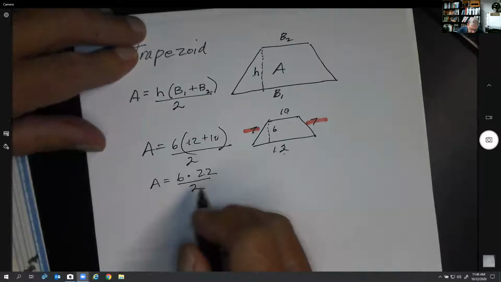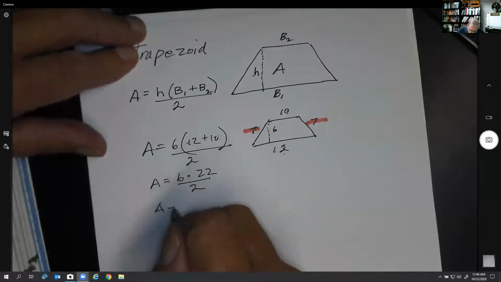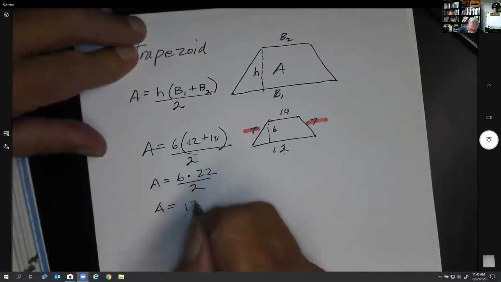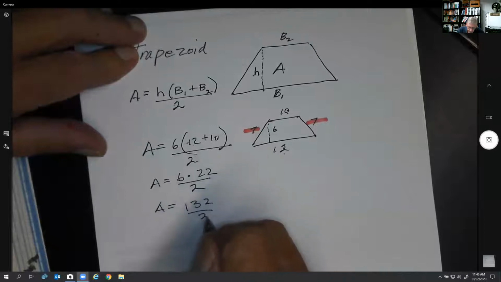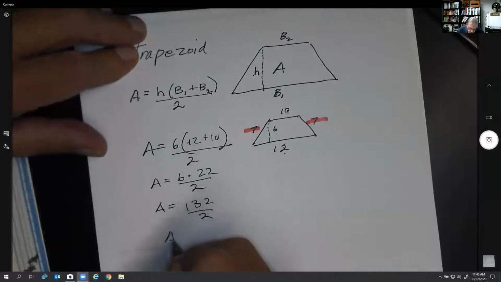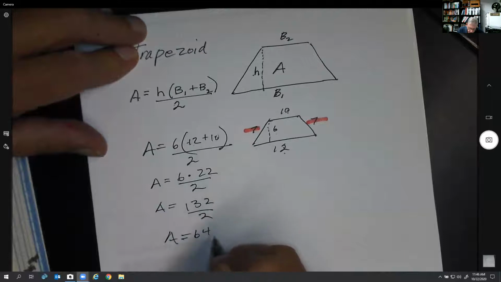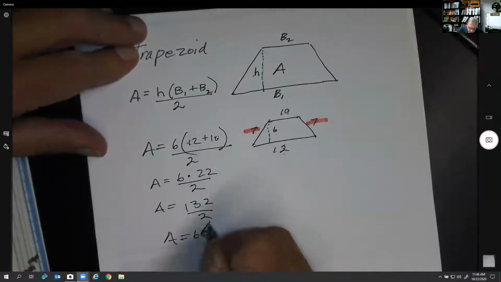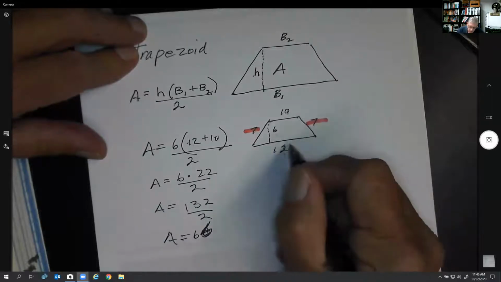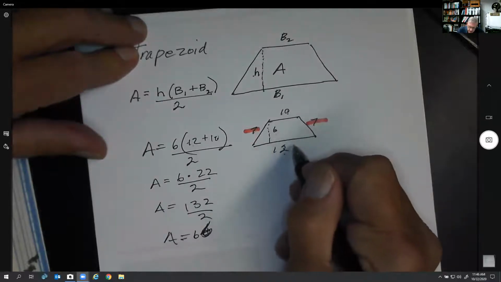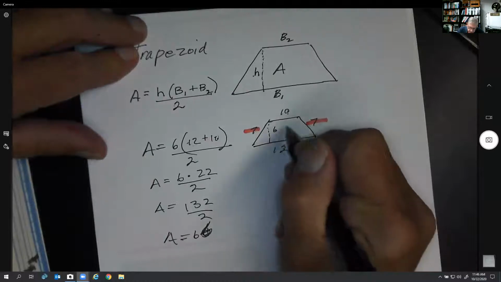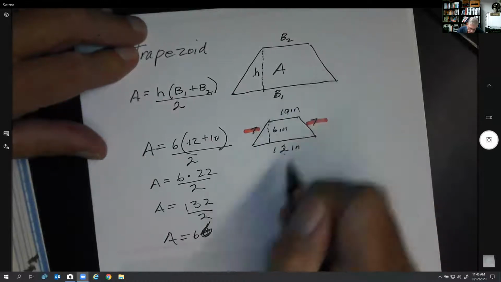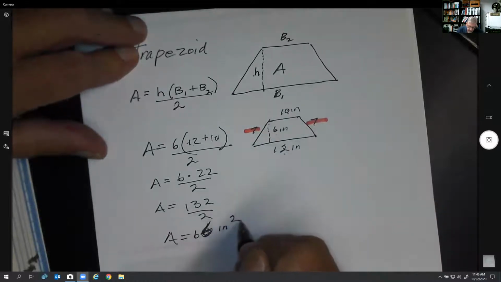Then we can multiply that together. I believe that's 132, and divide that by 2. And the area is 66. And let's say this was in inches, so then this would be inches squared.